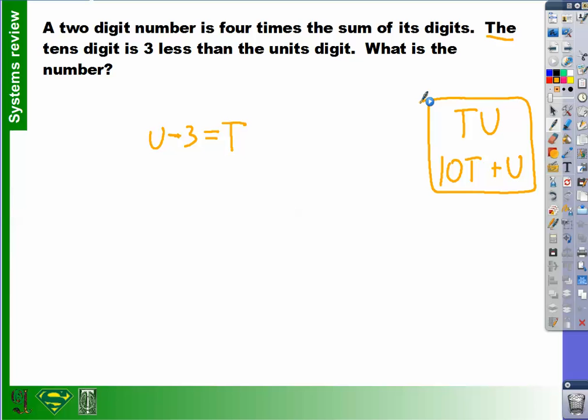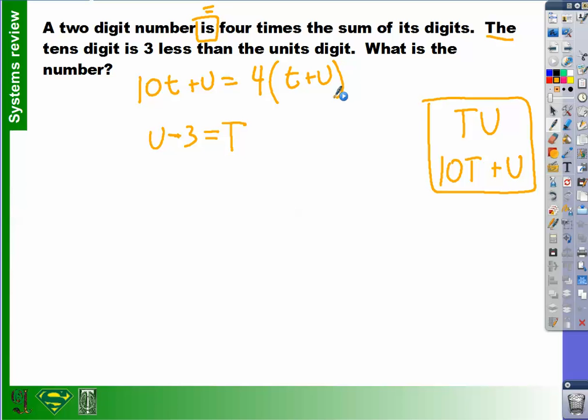All right. So now let's look at the English sentence. It says a two-digit number is 4 times the sum of its digits. So a two-digit number. How do I write a two-digit number? 10t plus u. So we have 10t plus u. Is is a math word that means equals. And then it says 4 times. So we have 4, and that's going to be multiplied by something. And then it says the sum of its digits. How do I write the sum of its digits? T plus u, excellent.